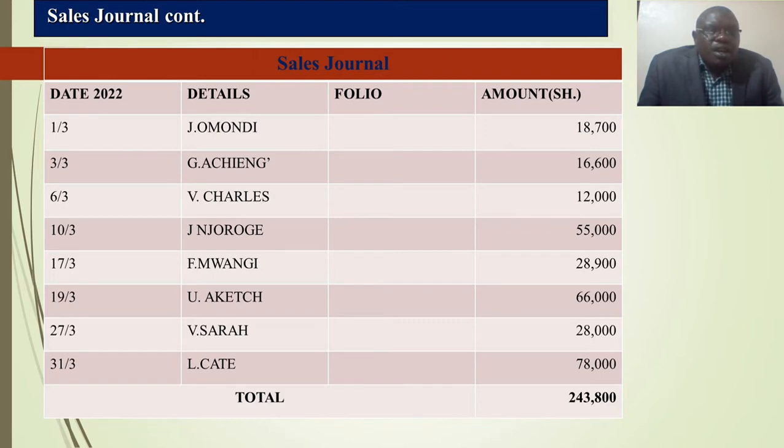So at the bottom there, we find the total, and that is the total which we transfer to the sales account in the sales ledger. So we are going to look at ledgers in the subsequent videos, and we are going to learn how to transfer those totals to the sales ledger or to the sales account in the sales ledger. So for now, that is how those transactions are supposed to be recorded in the sales journal.